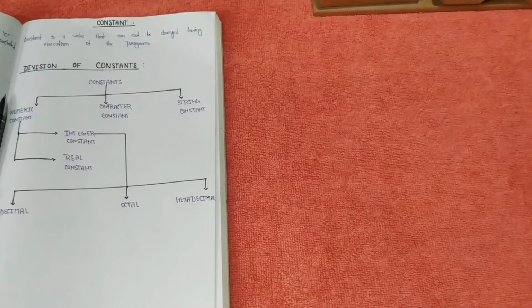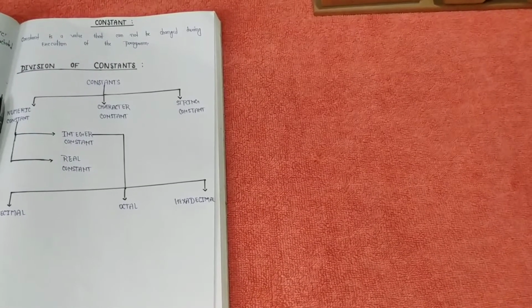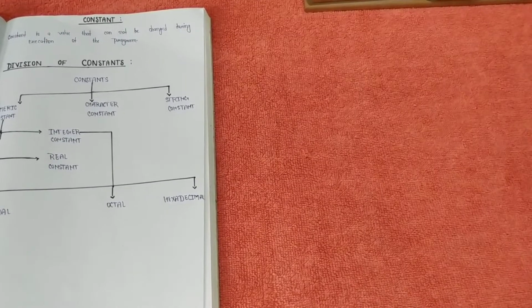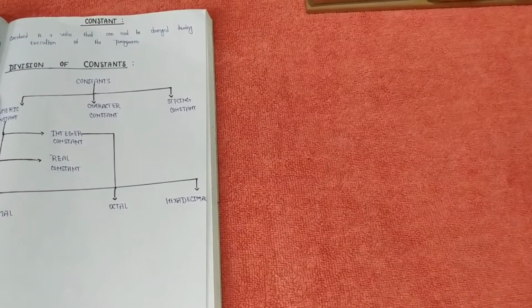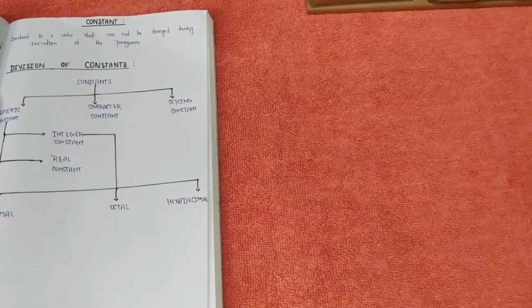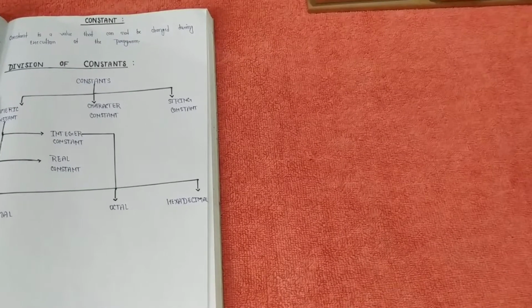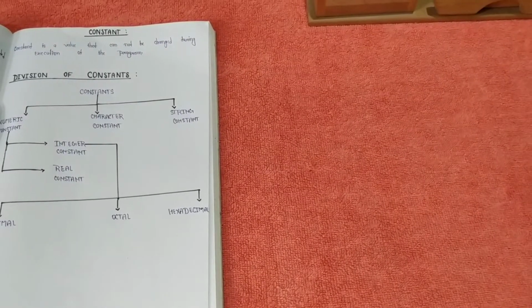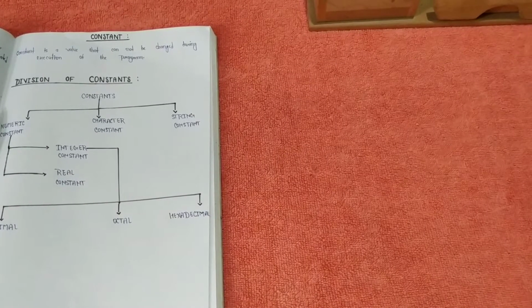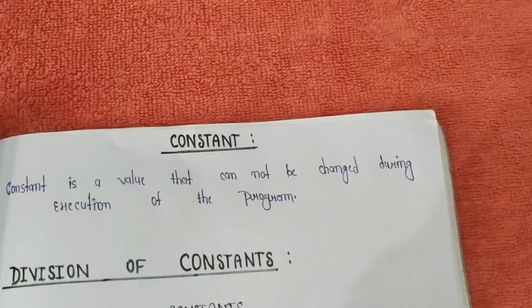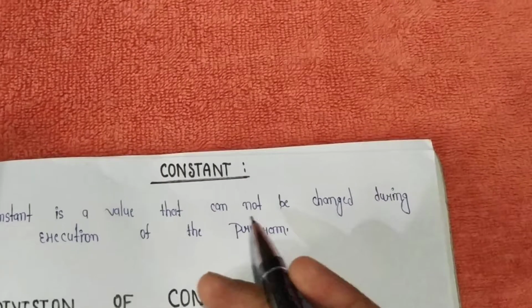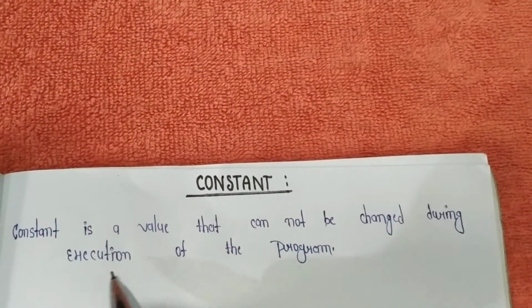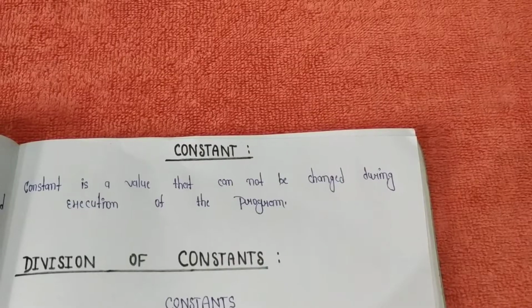So in the series of learning programming in C, today I am going to talk about constants. In the previous video we discussed the first part of C tokens, keywords, but now we will see constants, the second part of C tokens. Okay, so let's get started. First of all we will see the definition of constant.